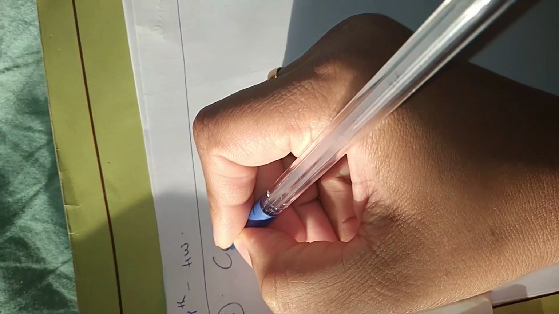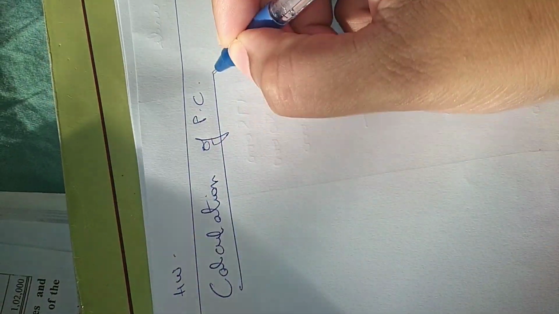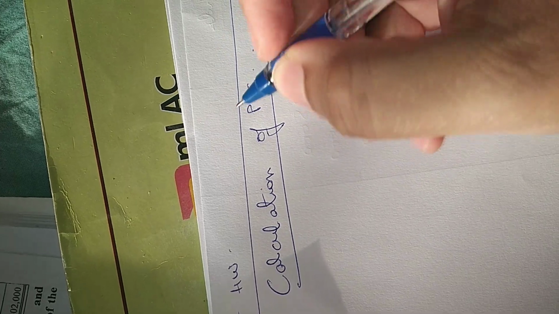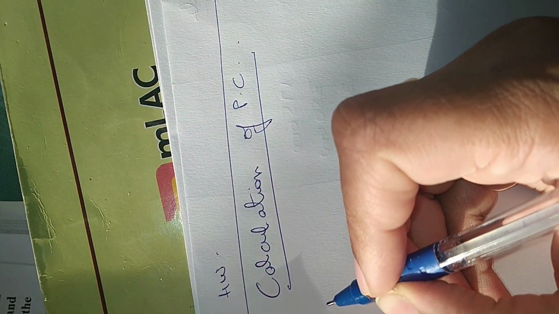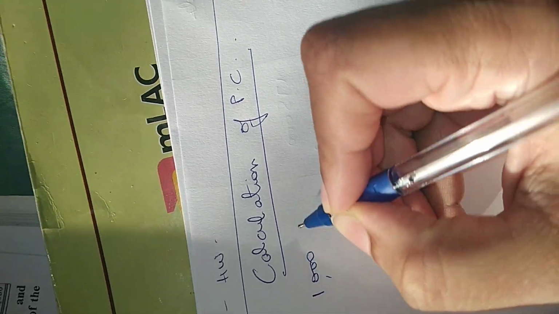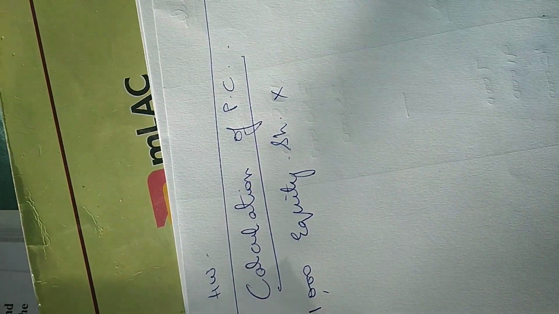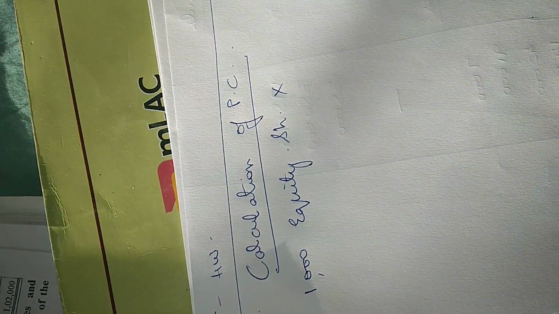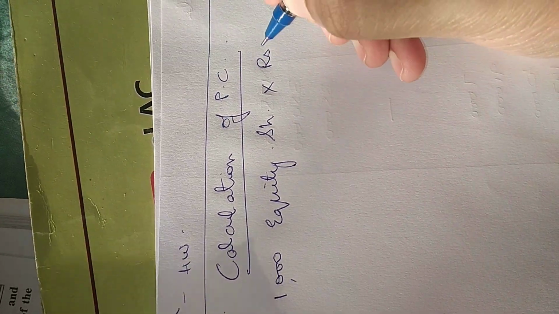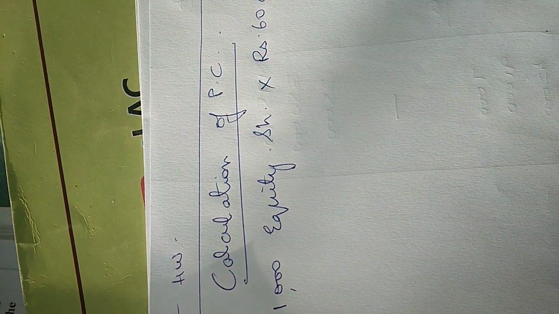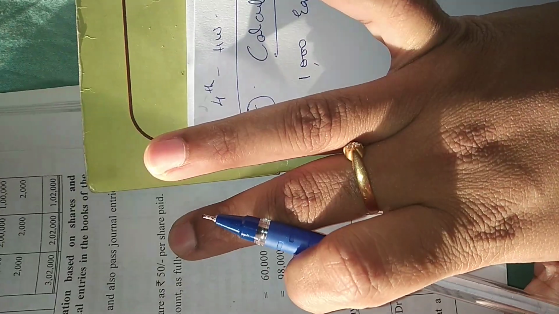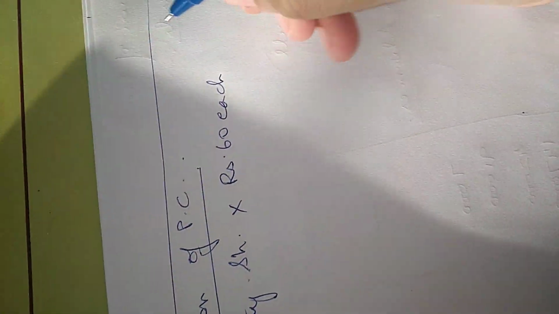So the first step is calculation of purchase consideration. Now in the books of the company, I forgot to write that. Wait. Calculation of purchase consideration. So you have 1000 equity shares. What is the price at which we have issued? Now be careful, we are issuing it at rupees 60 each, even though its actual price is only 50 rupees, which they have taken as paid per share, but we are issuing it at 60 rupees.